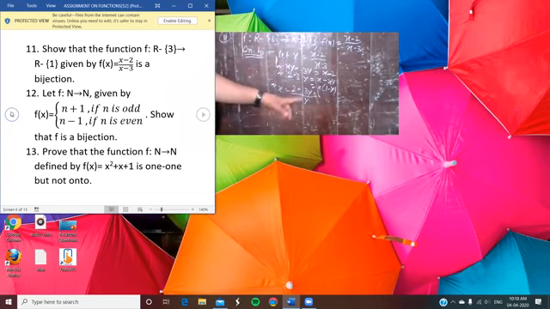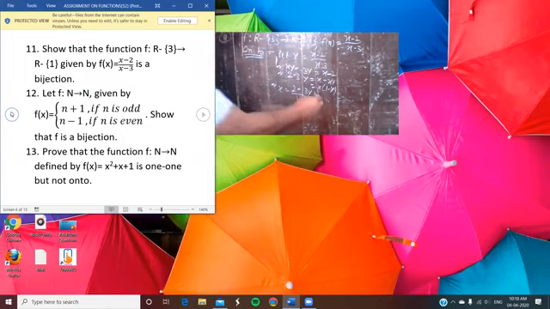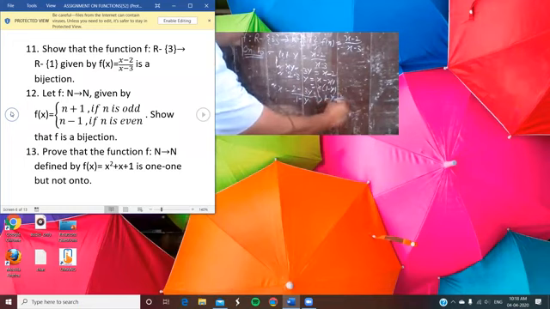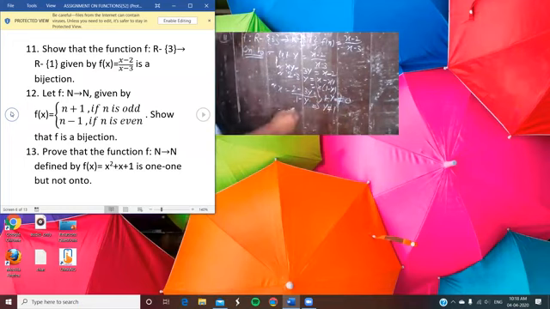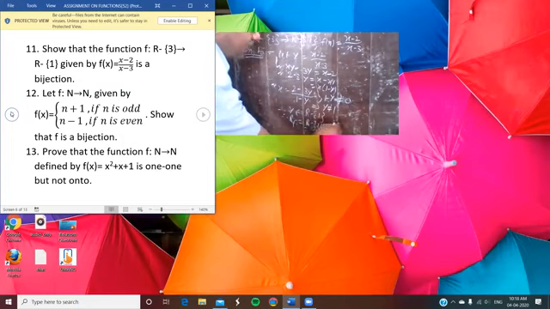So here you see that x belongs to all the real numbers except 3. And here the function is defined for all real numbers, but the denominator should not be 0. So 1 minus y is not equal to 0, or you have y not equal to 1. So you can say y belongs to all the real numbers except 1. So we can also write the range of f is equal to R minus 1, and that is also the codomain.